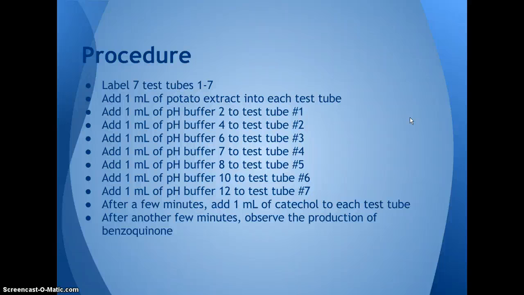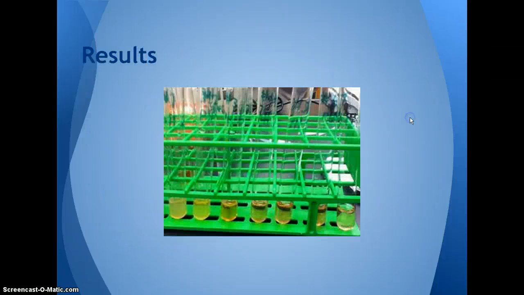We added 1 milliliter of pH buffer 2 to test tube number 1, 1 milliliter of pH buffer 4 to test tube number 2, 1 milliliter of pH buffer 6 to test tube number 3, and pH buffer 7, 8, 10, and 12 all the way up to our 7th test tube. After a few minutes of letting the pH buffers affect the enzyme, we added 1 milliliter of catechol to each test tube, and after another few minutes, we observed the production of benzoquinone. And this is what we got.